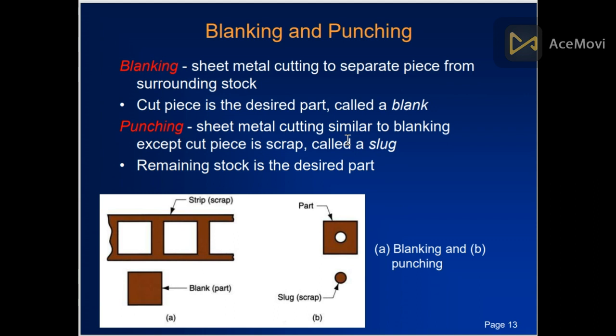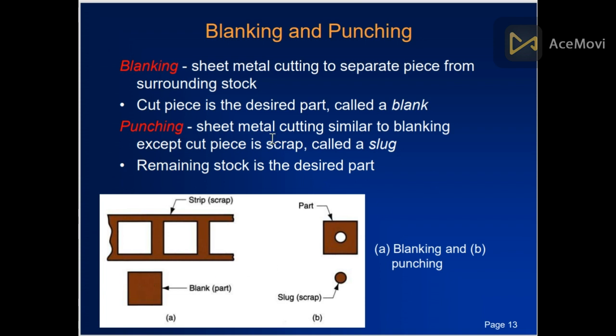Blanking and punching are two similar things, but there is a small difference, and it's a very tricky question from an exam point of view. Blanking is sheet metal cutting to separate a piece from the surrounding stock. The cut piece is the desired part, called a blank. When we apply force through the die and the punch, the cut piece is known as the blank, and this process is known as blanking when the punched part is the desired part.